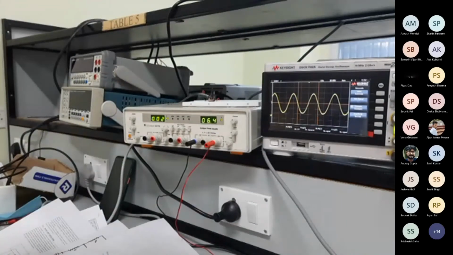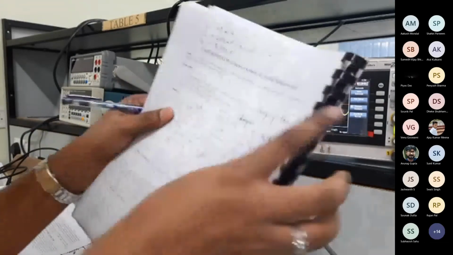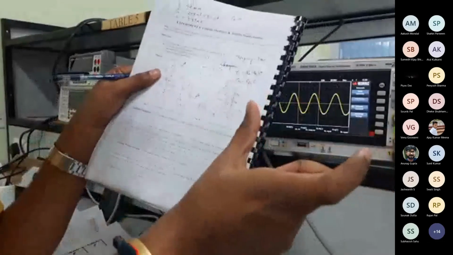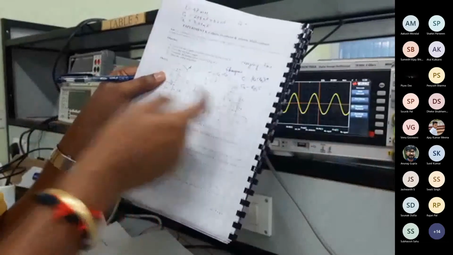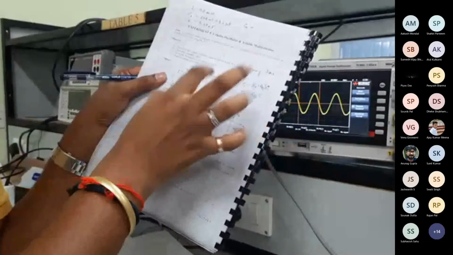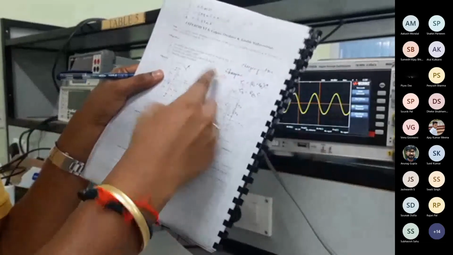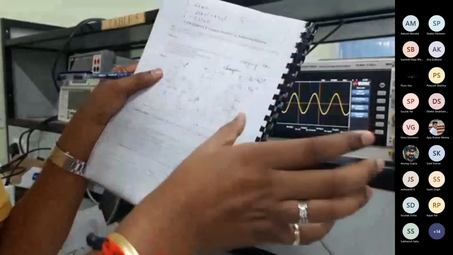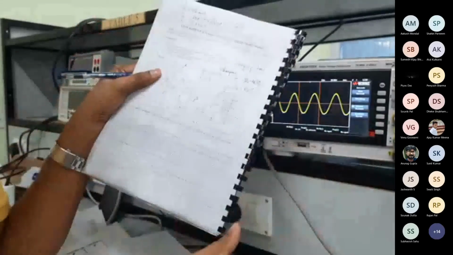So 1 by tau will define the frequency of the output, tau being the total time period of the output, and we can get the frequency. And the duty cycle we can adjust. If tau C is equal to tau D, then that means the duty cycle will be equal, 50% on time, 50% off time.